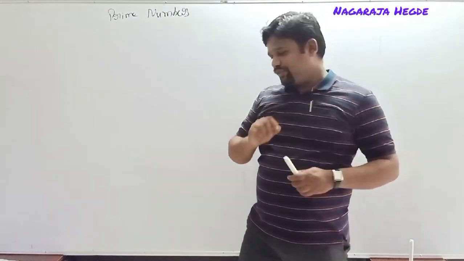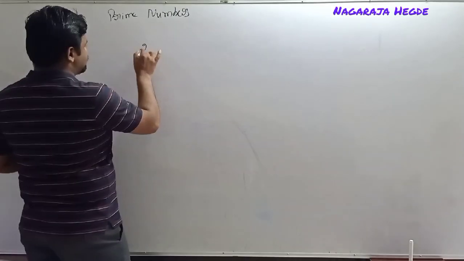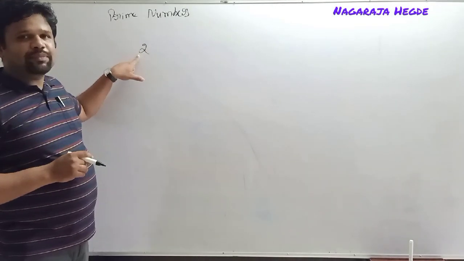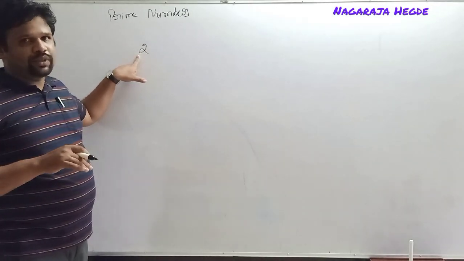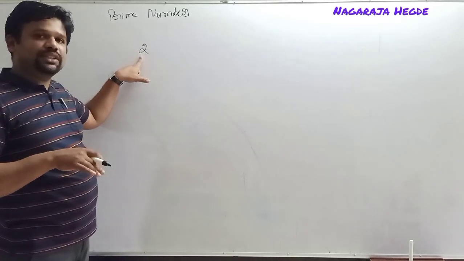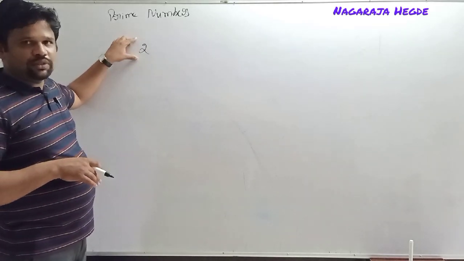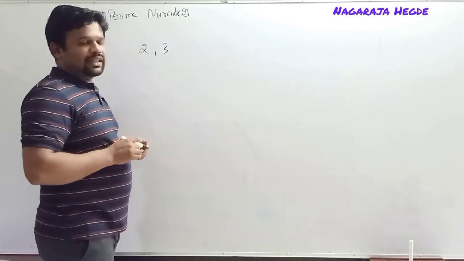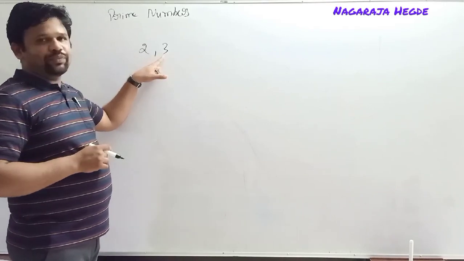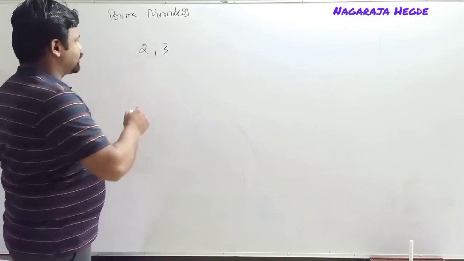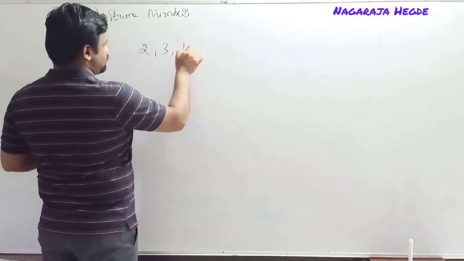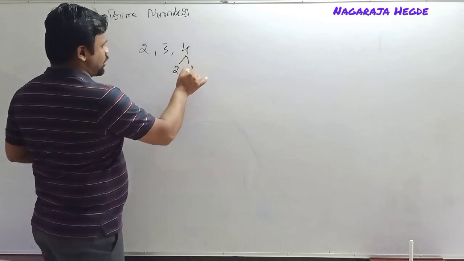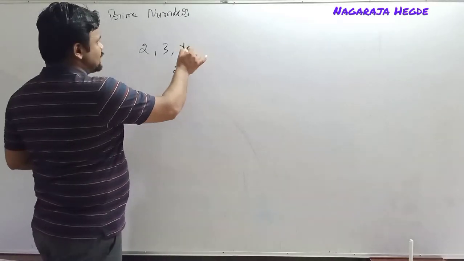So what is the meaning of that? For example, if you take 2, see, this 2 cannot be written as a product of two smaller natural numbers. What is the smaller natural number which is less than 2? If you take 1, 2 cannot be written as 1 into 1. If you take 3, there are no natural numbers less than 3 whose product is 3. If you take 4, 4 can be written as 2 into 2, a product of two smaller natural numbers. So 4 is not a prime number.